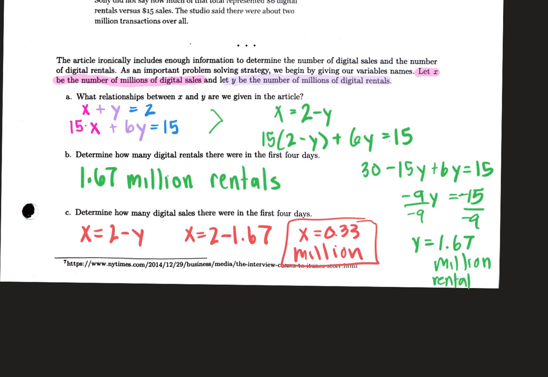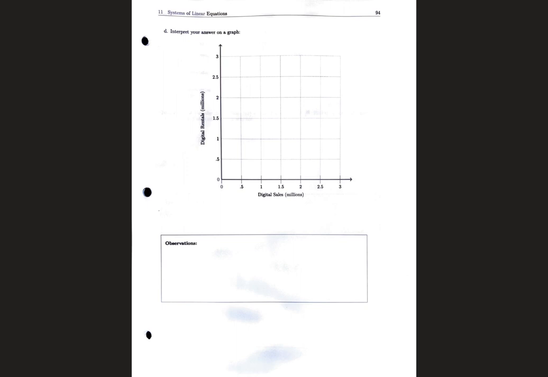Okay, now before I do, let's look at the graph of this from the previous page. So here we have our graph, which is not the best graph, mainly because it doesn't cross at a very clean place, but I'm just going to get a good estimate. So we had these two equations. We had x plus y equals 2, and then 15x plus 6y equals 15.